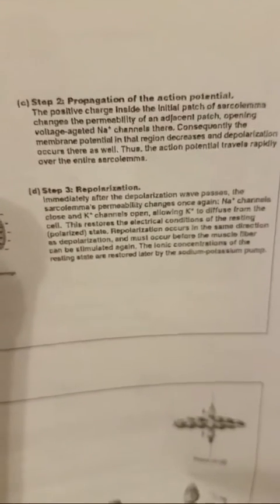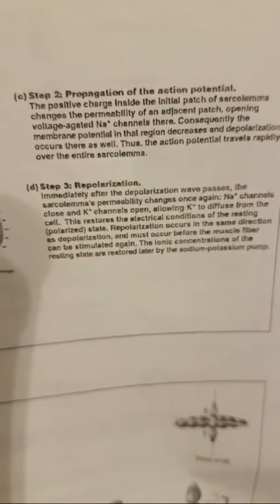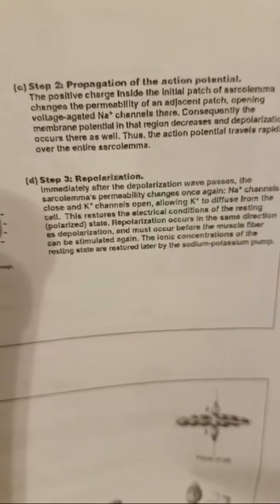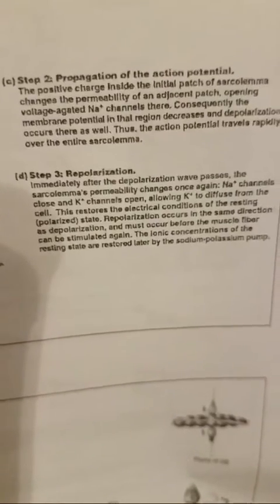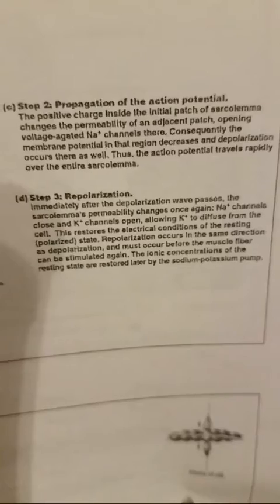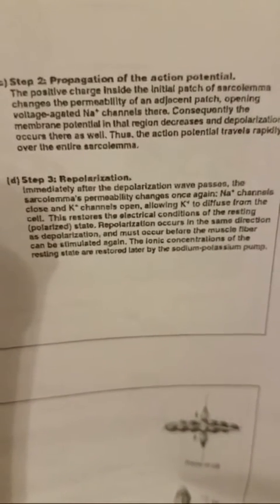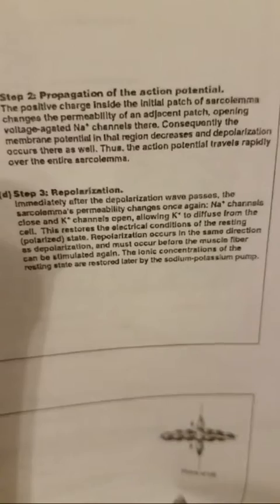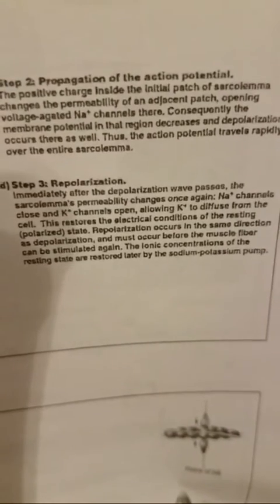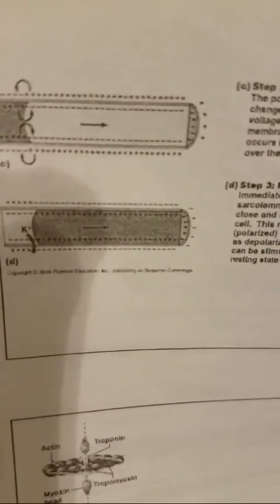So step 2 is propagation of the action potential. The positive charge inside the initial patch of the sarcolemma changes the permeability of an adjacent patch, opening voltage-gated sodium channels there. Consequently, the membrane potential in that region decreases and depolarization occurs there as well. Thus, the action potential travels rapidly over the entire sarcolemma.